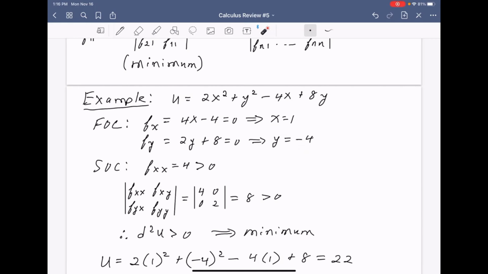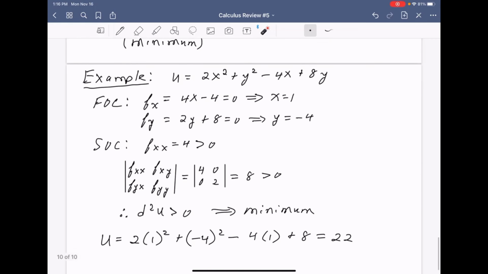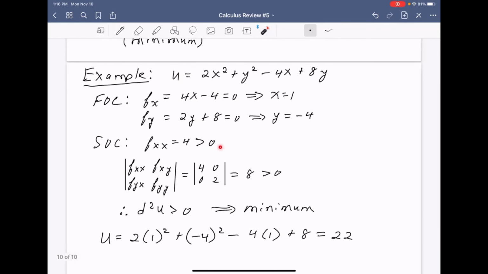So the second order condition is that fxx is equal to 4, which is greater than 0. Then we look at the determinant of this particular matrix, which is 4, 0, 0, 2. Notice that symmetry there. And that's equal to 8, which is greater than 0. So therefore, we have the two that are greater than 0. This implies that d squared u is greater than 0, and we have a minimum.